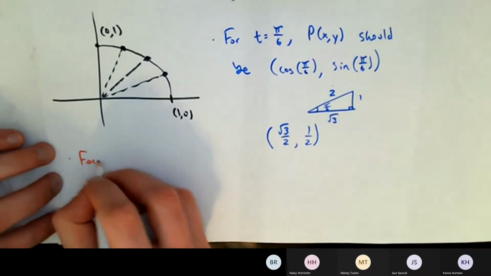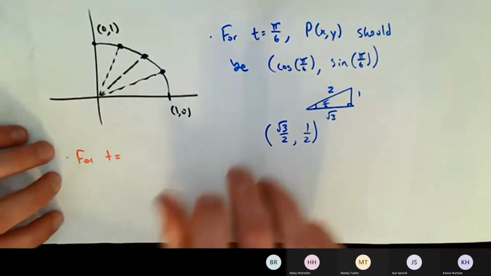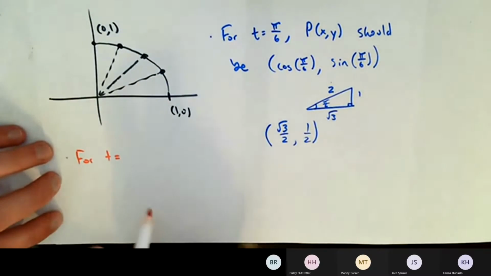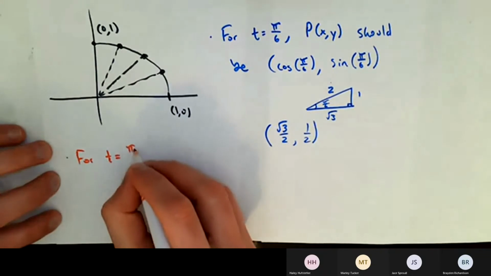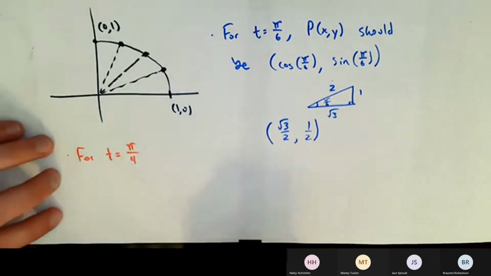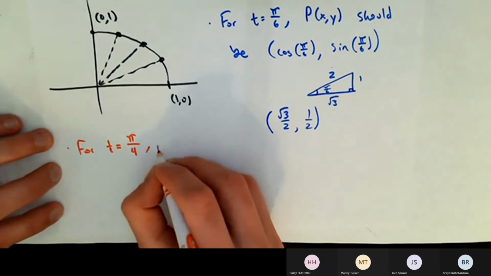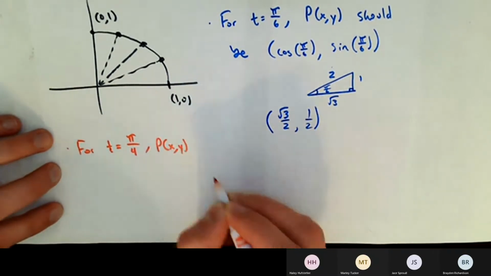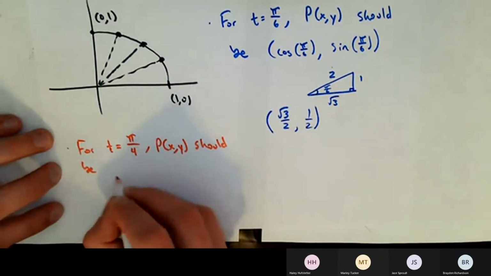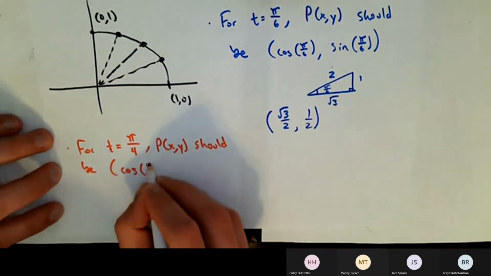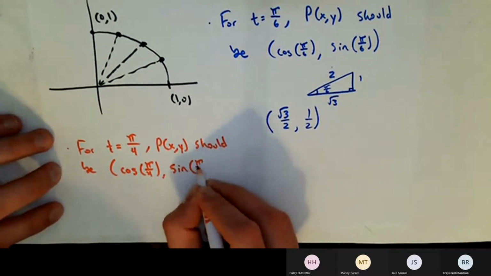Okay, for t now, and I'm going to redraw this picture once we get all three of these, and make it look a little better on a fresh sheet of paper. For t equals pi on 4, P of x, y should be, again, the same thing: cosine of pi on 4, comma, sine of pi on 4.